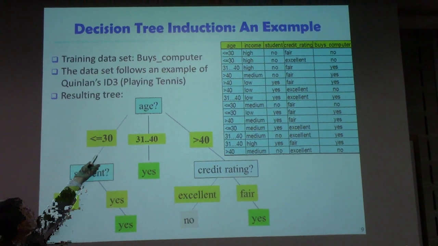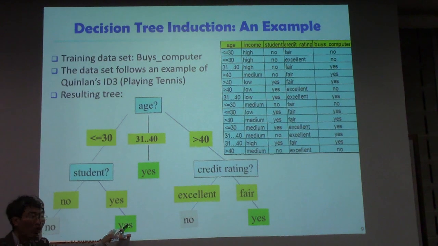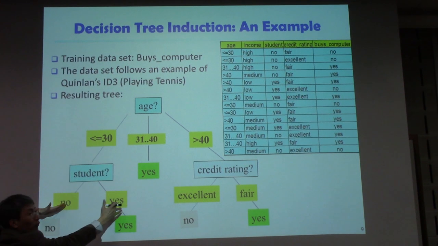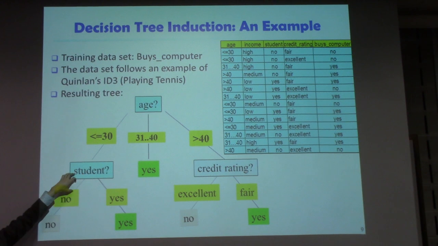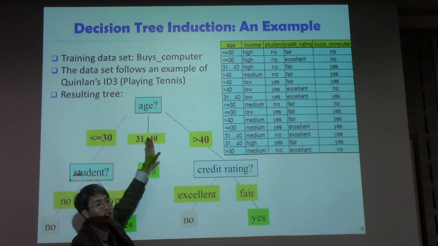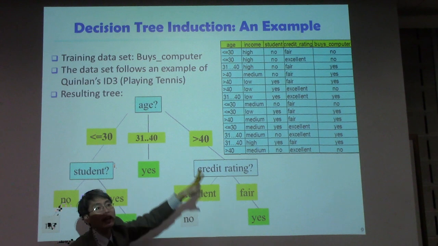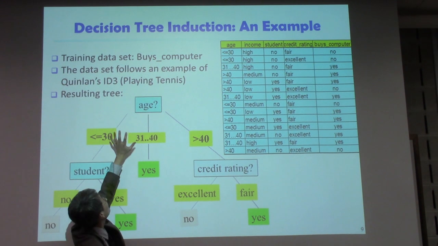So the less than 30 group has some of them: buying computer, not buying computer. It's mixed. However, they can also be classified using another attribute. If we use student first, that is not better than age. So that is the reason we selected this one.